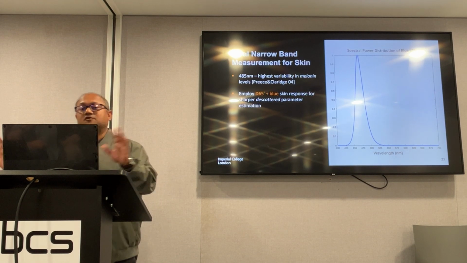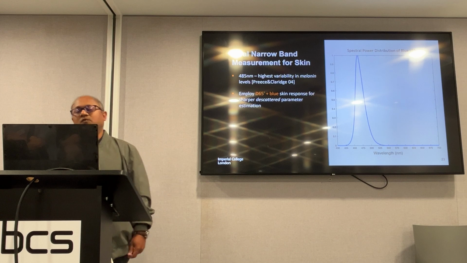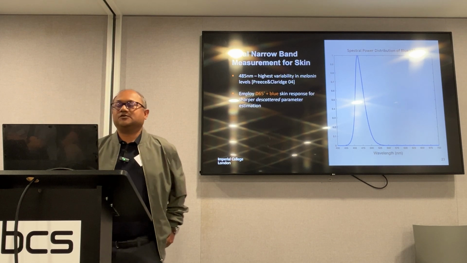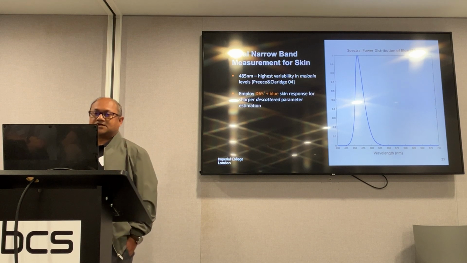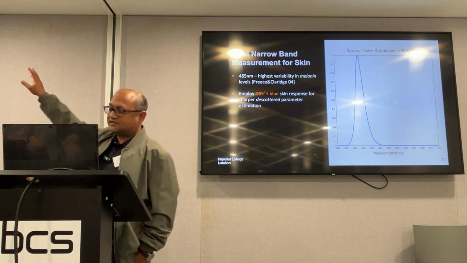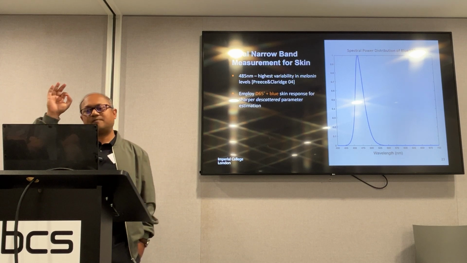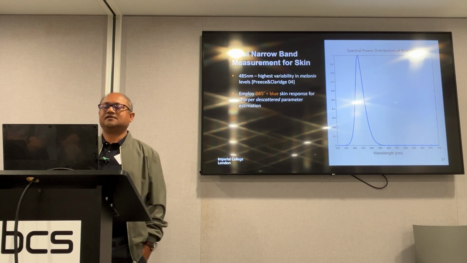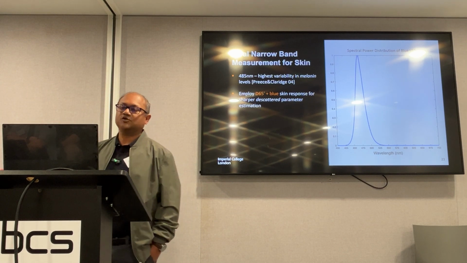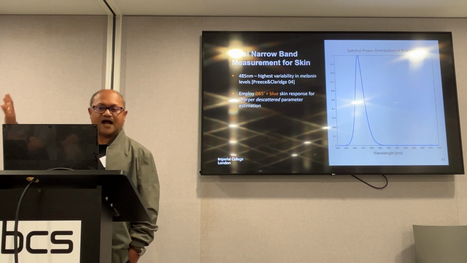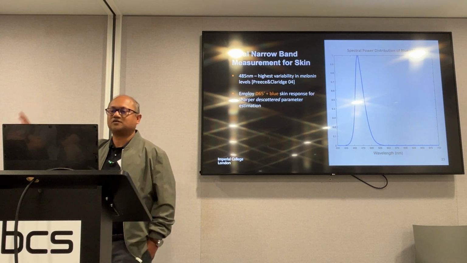All right, so now we've got the nice white light we want to produce with the light stage. Next comes the narrowband illumination. Well, it turns out in the literature we looked at that 485 nanometers is the ideal narrowband illumination wavelength which excites melanin in human skin. This is work from Prahl and Claridge. I highly recommend looking up their work in tissue optics.